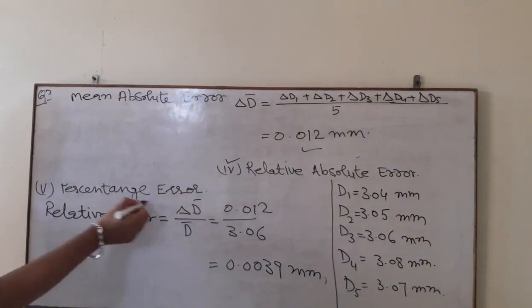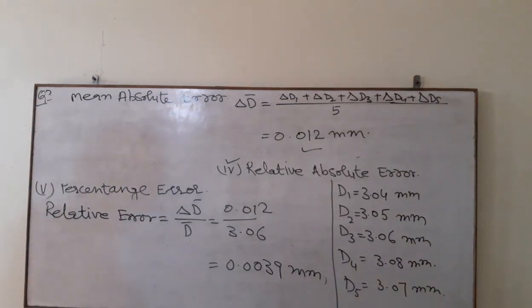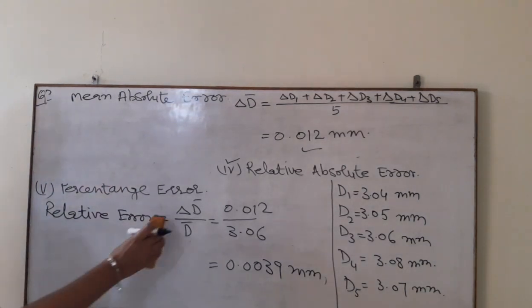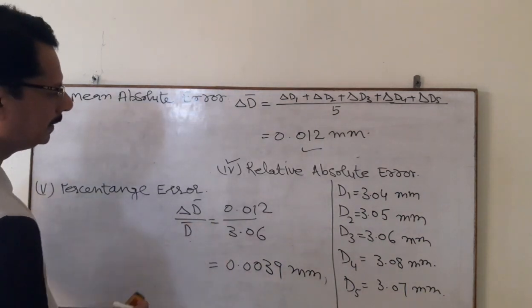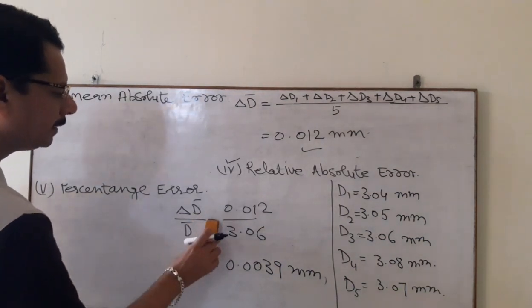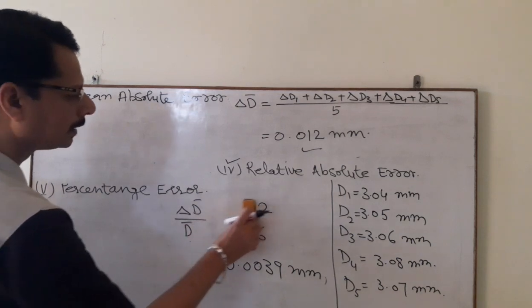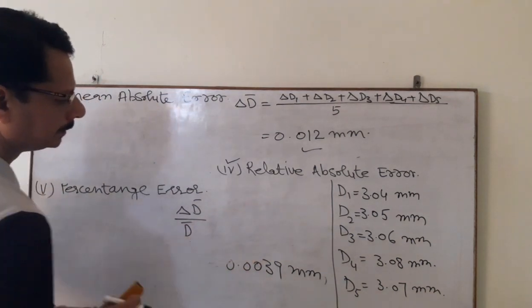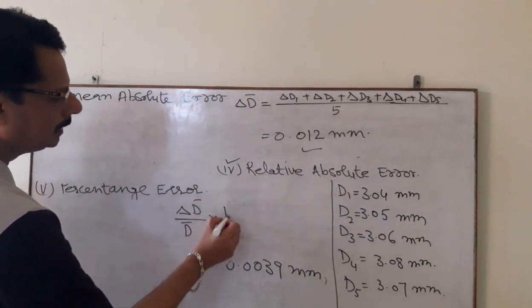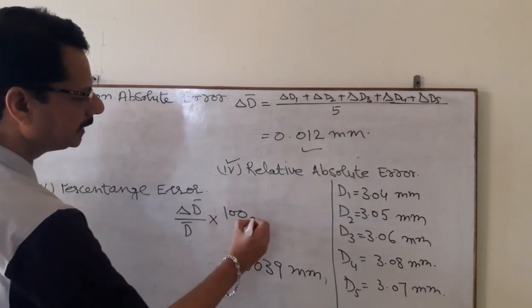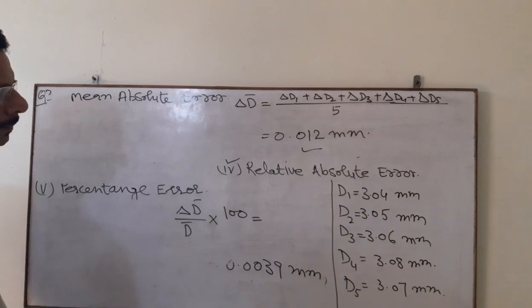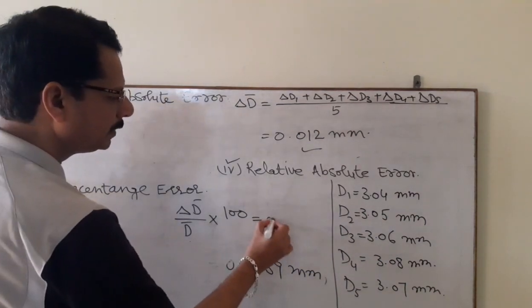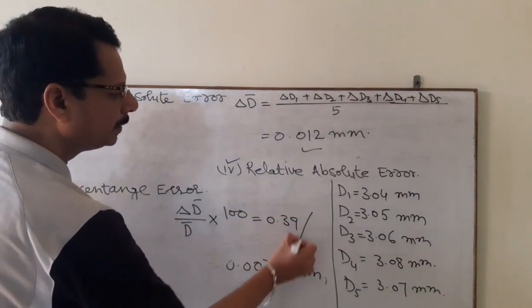Now we are moving on to percentage error. The formula of percentage error will be relative error into 100. So this will be your percentage error, which comes out to be 0.39%.